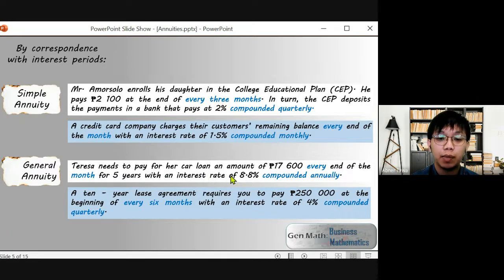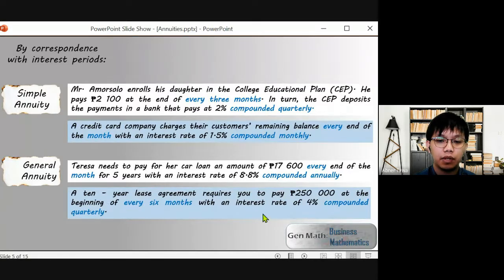So the payment interval is every month, and the interest period is annually. When we talk about annually, that is every year. Therefore, they are not equal, because the payment interval is every month, while the interest period is annually. And when they are not equal, that type of annuity is general annuity. Okay.